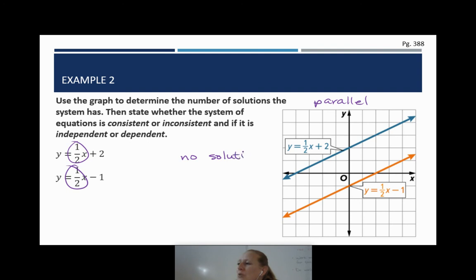We said in order to be a solution for the system, it has to be a point that works for both lines. The lines have to intersect somewhere. These will never intersect. So there is no solution.